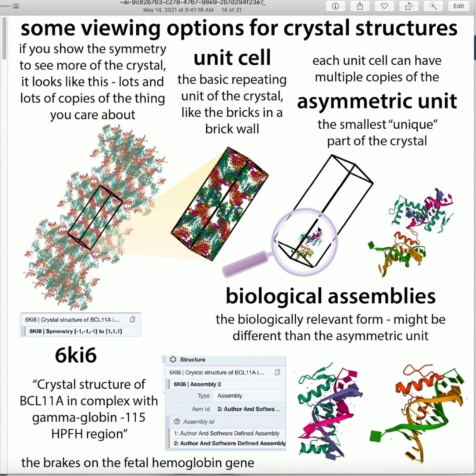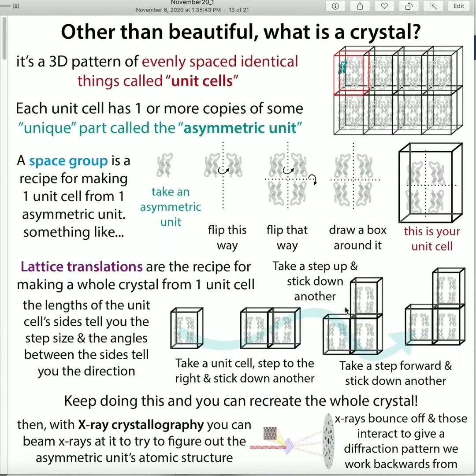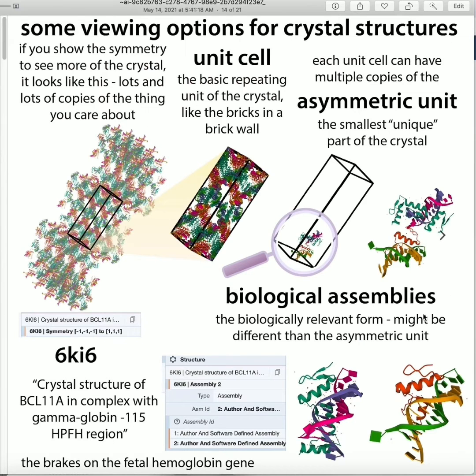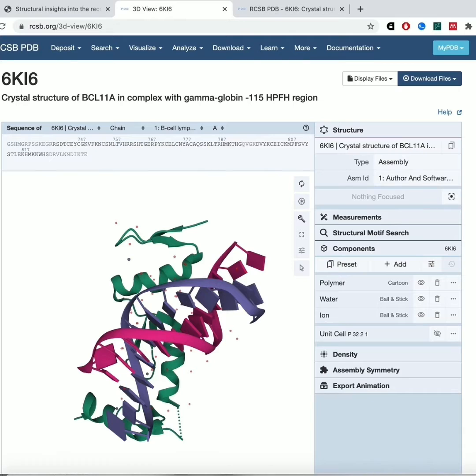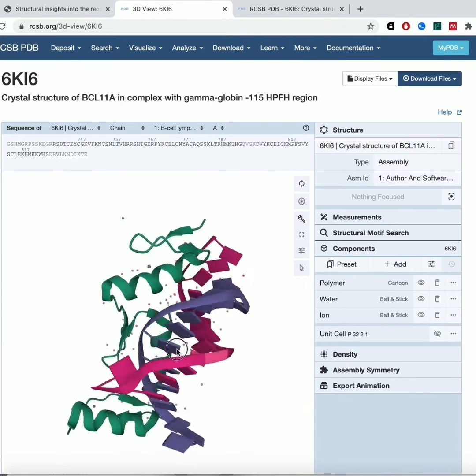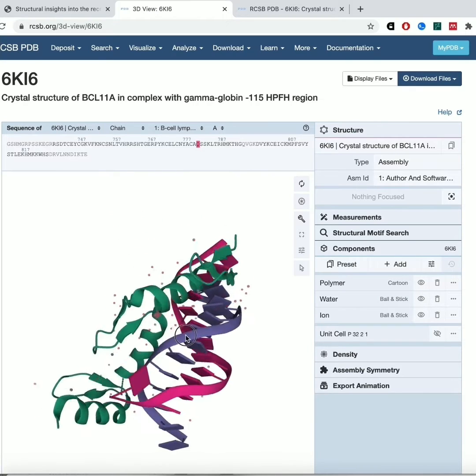So within this asymmetric unit, we have the unit cell. Remember, we can take that asymmetric unit and use these space group formula, recipe things for figuring out how to make the unit cell from it. And then the unit cell with these lattice translations can make the whole crystal. If you look at the unit cell, in this case, it has multiple copies of that asymmetric unit, and then you have multiple asymmetric units in the crystal. So right now we're looking at one of the biological assemblies.